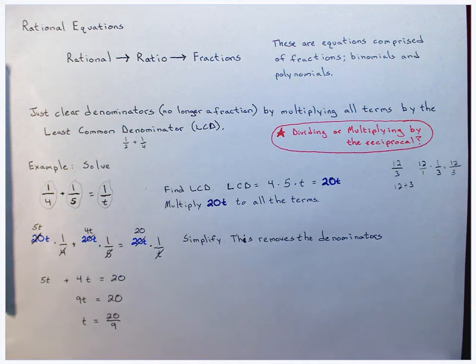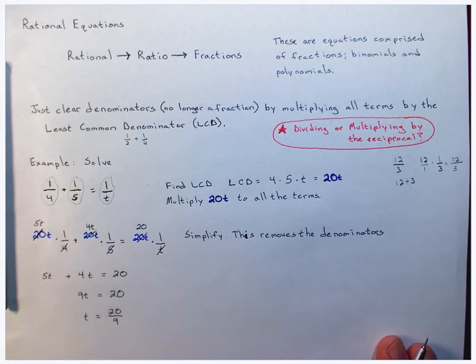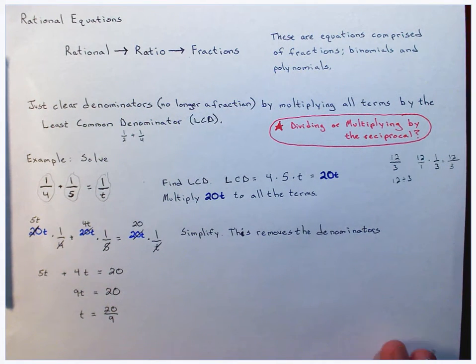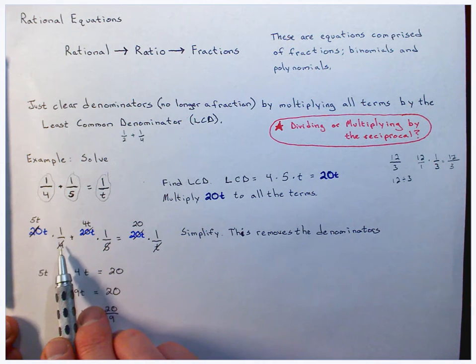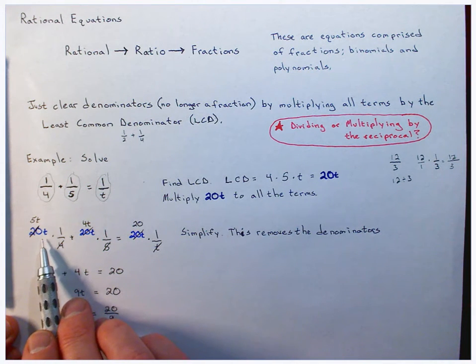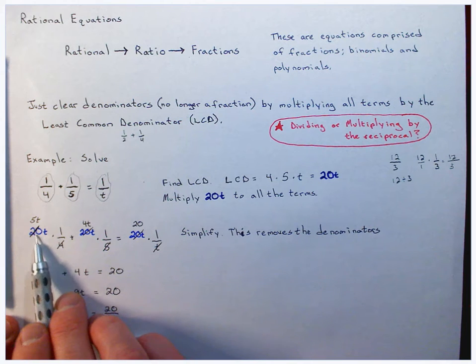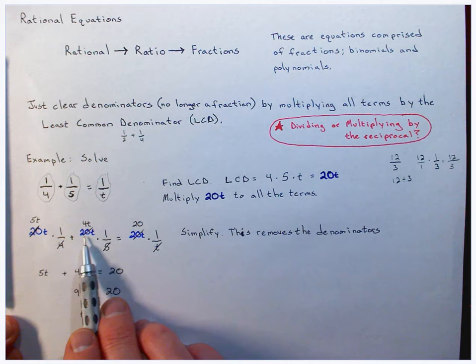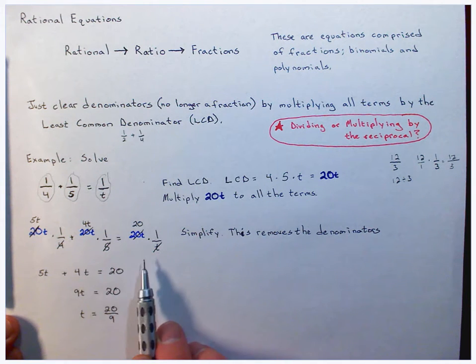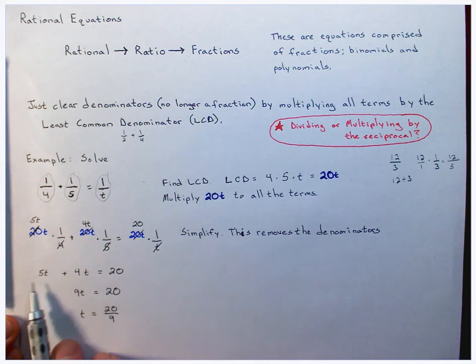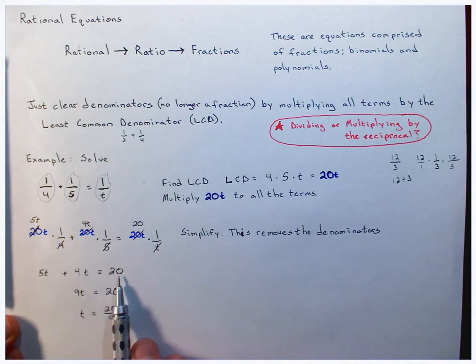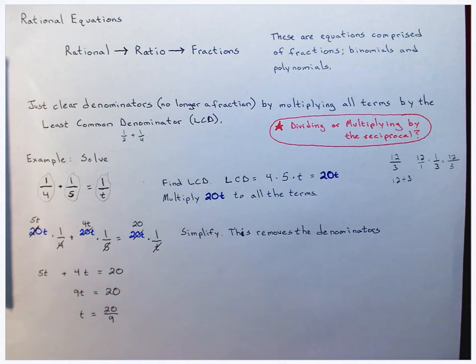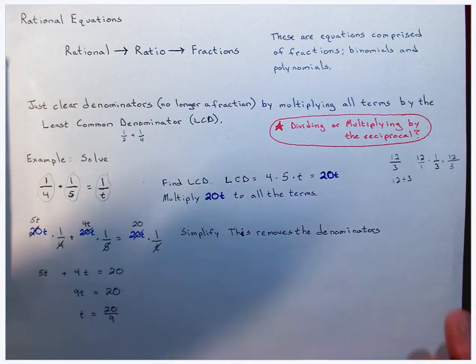Alright, so let's take a look, and I'll just uncover everything. Whenever I multiply through by 20t, what I end up doing is some simplification. 4 can go into 20 five times, so at least 5t, and 5 will go into 20 four times, so at least 4t, and my t's cancel here, so I'm left with 20. And look at that, I've cleared my denominators, and now I'm left with a basic equation. All you do is simplify. I end up with the answer t equals 20 divided by 9.